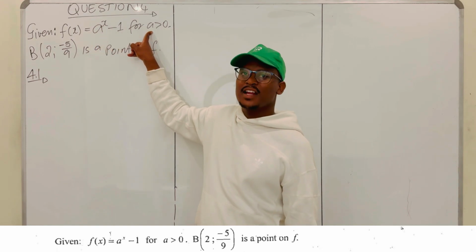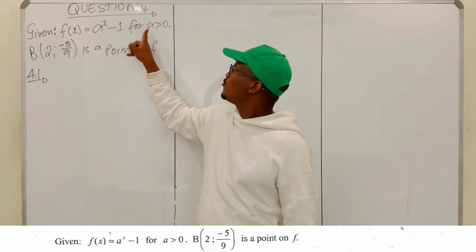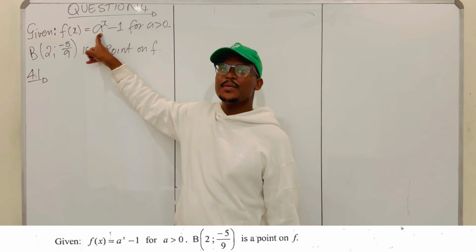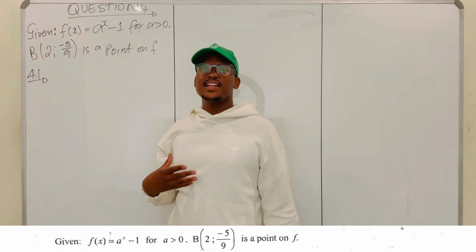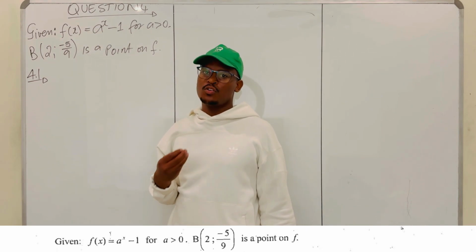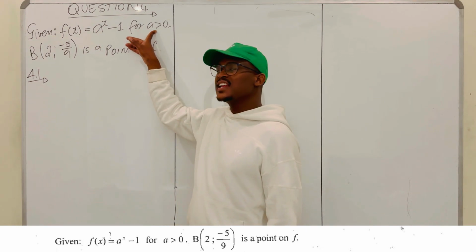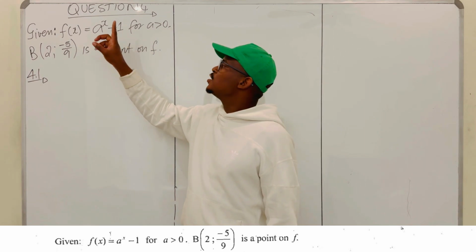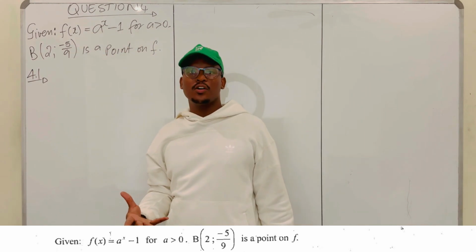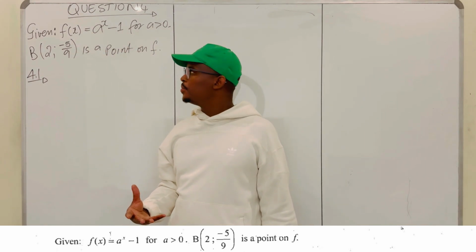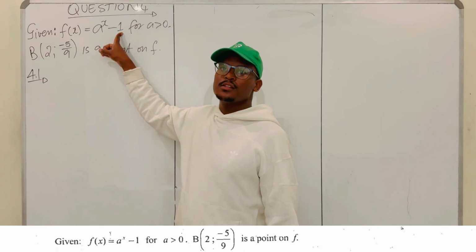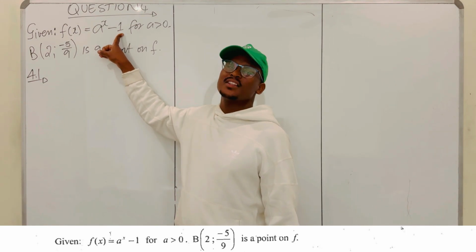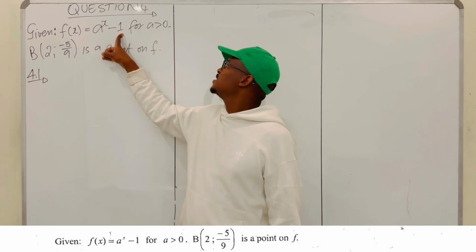And you're told that a is greater than 0. What does it mean? If a is greater than 0, it means your function is above the horizontal asymptote of your exponential function, because you know that an exponential function has a horizontal asymptote. So if a is greater than 0, your function itself will be above the horizontal asymptote. No problem. And that horizontal asymptote is minus 1, because that's where this minus 1 is sitting, where q is normally sitting.